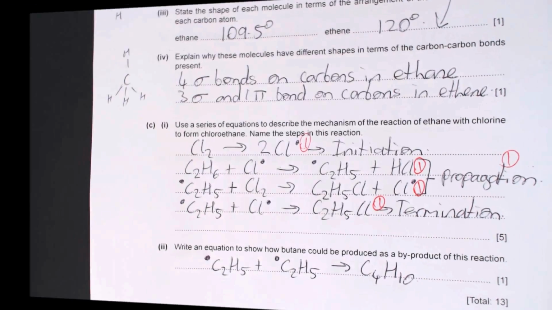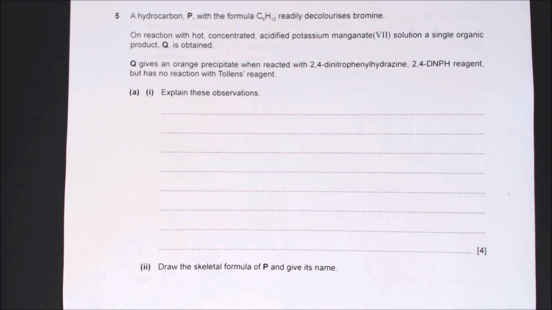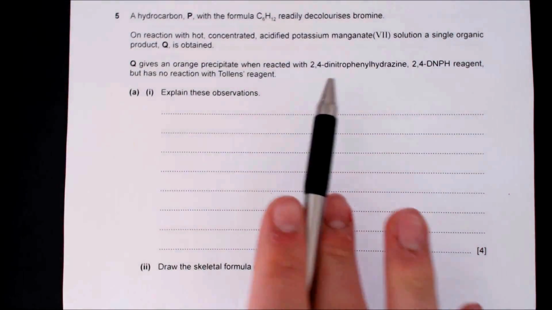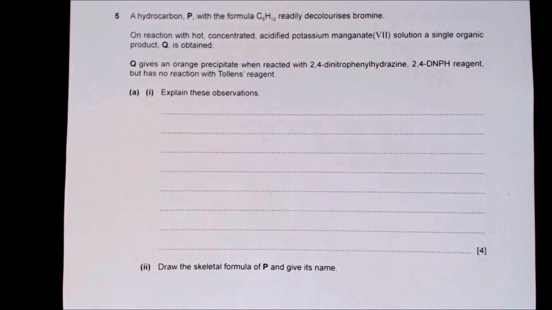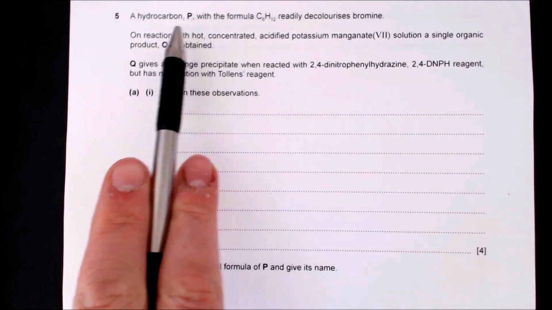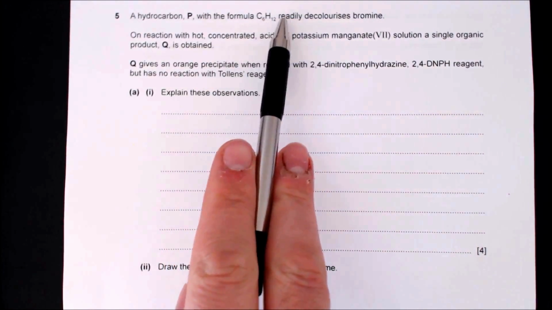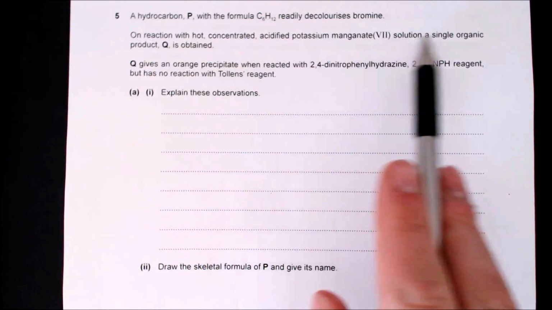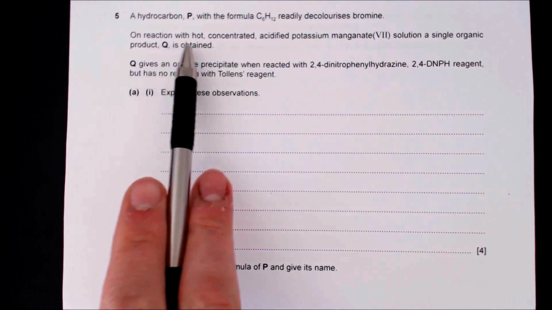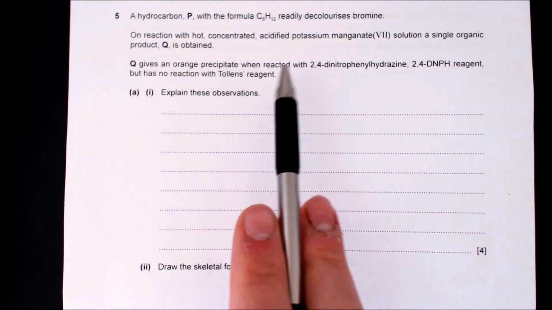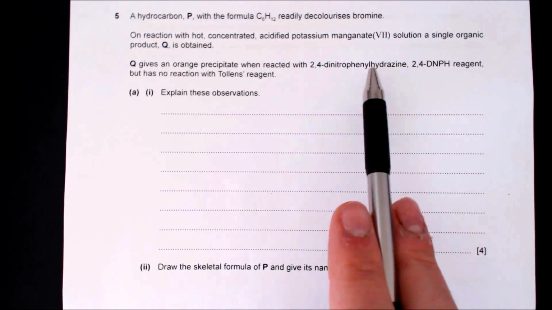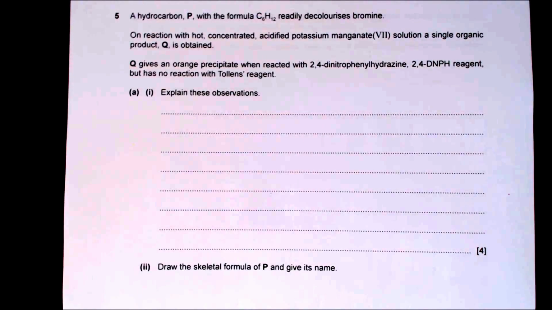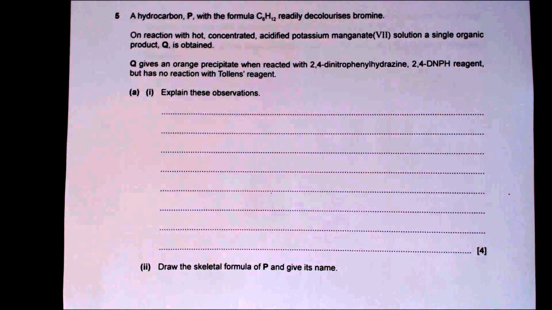On to question 5. Okay, so this is the final question. It's probably a tough one as well, because it's talking about chemical testing. A lot of people find this quite tough. So it says a hydrocarbon P with the formula C6H12 readily decolorizes bromine. On reaction with hot, concentrated acidified potassium manganate solution, a single organic product Q is obtained. Q gives an orange precipitate when reacted with 2,4-dinitrophenylhydrazine, or to cut it short, 2,4-DNPH reagent, but there's no reaction with Tollens reagent. And so what it's asking us to do is explain these observations.